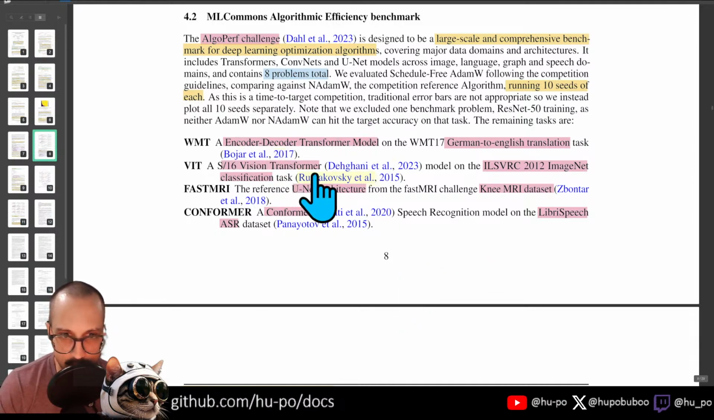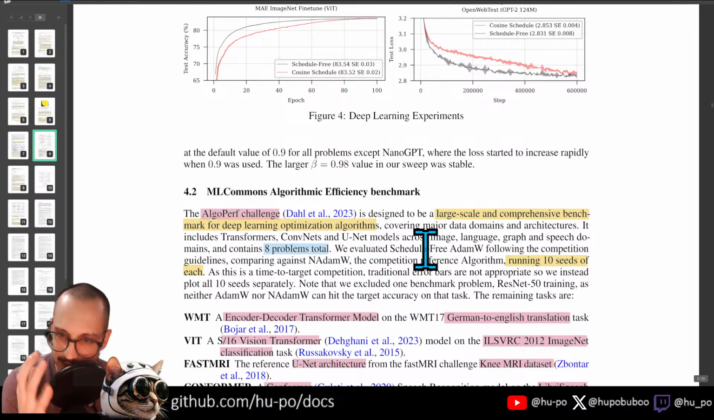You have a Transformer from 2017, you have a ViT from 2023, but this is kind of what I'm talking about. It's like, okay, yeah, it's a modern architecture. A Vision Transformer from 2023 is modern, but you're training it on ImageNet classification from 2015. So I don't know, do something a little bit more modern. You got knee MRI from 2018, and you got LibriSpeech from 2015. So I still feel I need a little bit more.